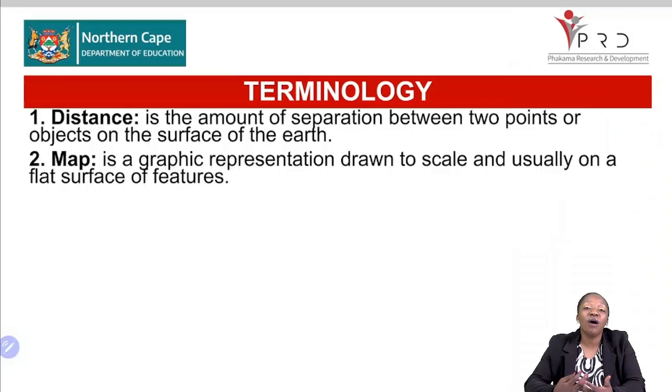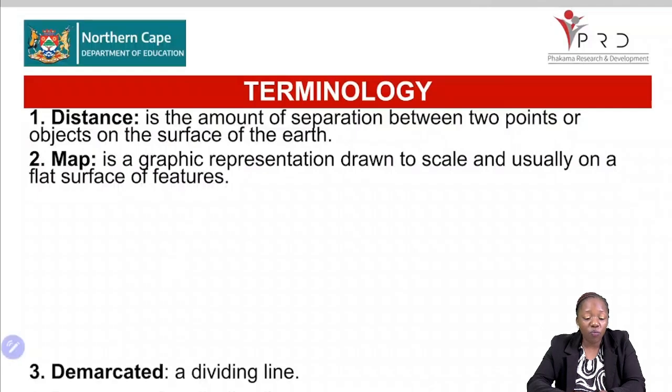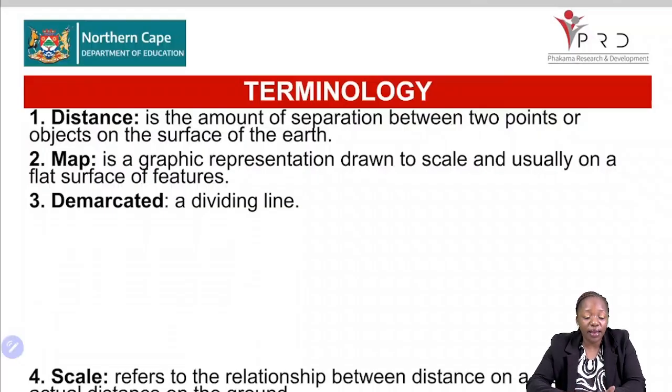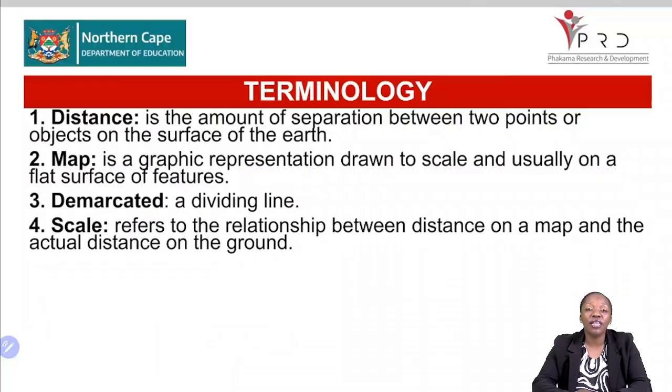Then secondly, we're looking at the map. The map itself, how can we define a map? A map is a graphic representation drawn to scale and usually on a flat surface of pictures. And then number 3, we're looking at demarcated. So when we are saying the area is demarcated, it means there is a dividing line in that area. Then number 4, we're looking at the scale. How can we define a scale? We are saying it refers to the relationship between the distance on the map as well as the actual distance on the ground.